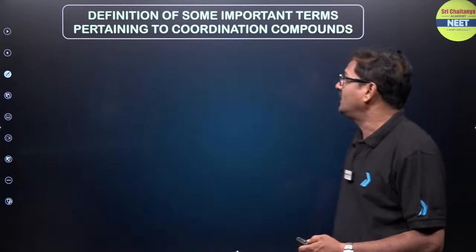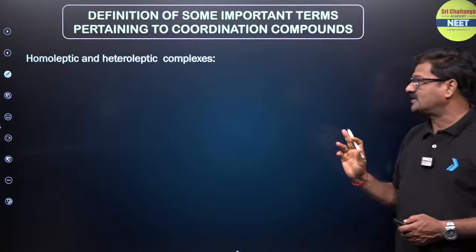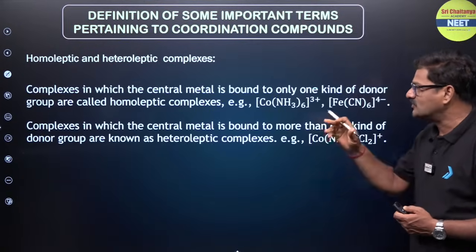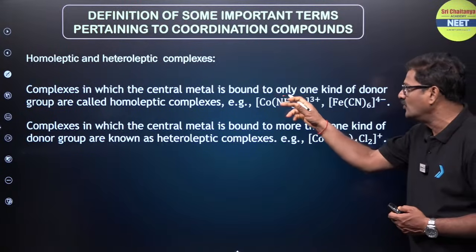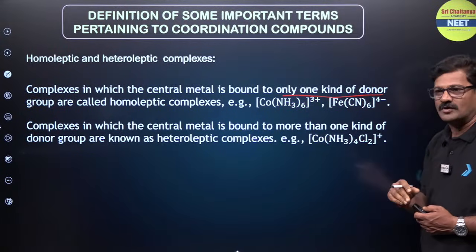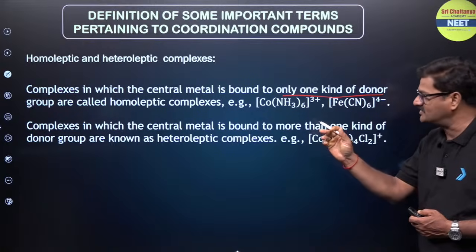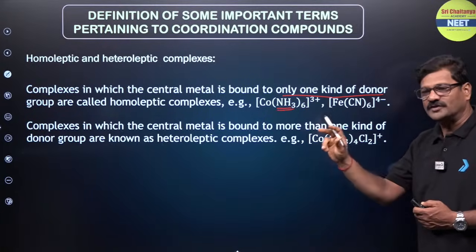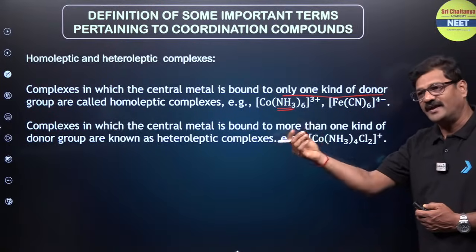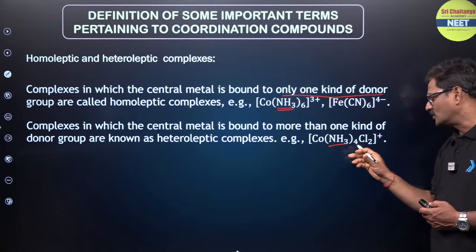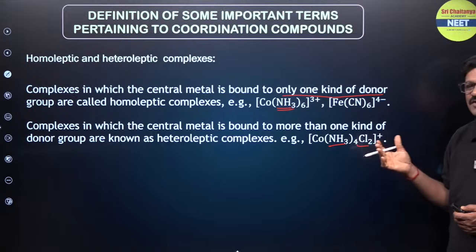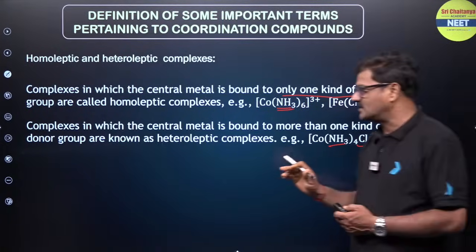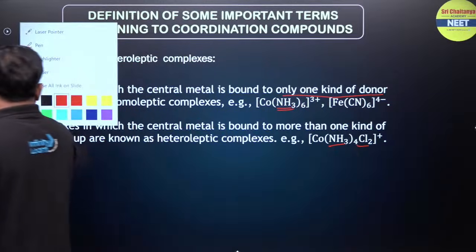Right, moving ahead. So homoleptic and heteroleptic complexes. I mean to say a complex in which the central atom is bound to only one kind of donor, one type of ligand, is homoleptic. If more than one type of ligand is there, so 2 types of ligands are there, that is called a heteroleptic complex. So the terminologies are very important, bacho.